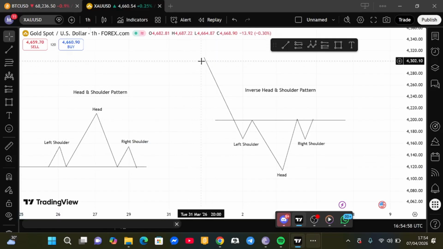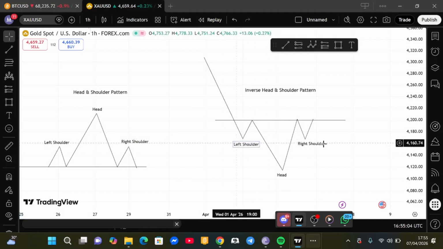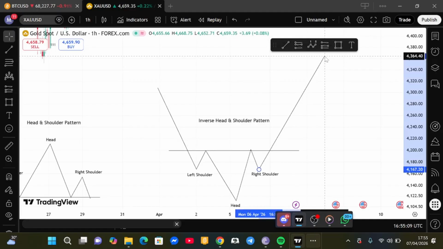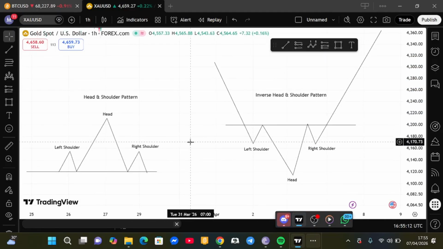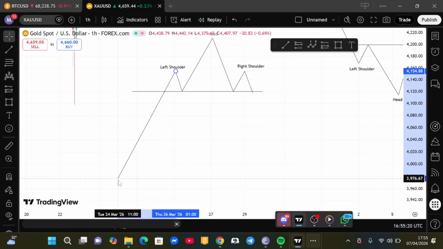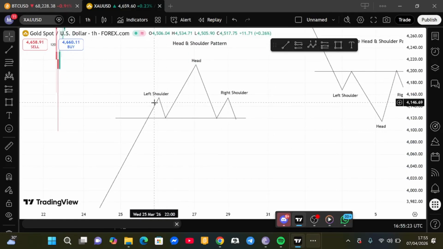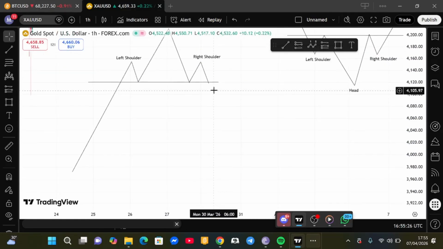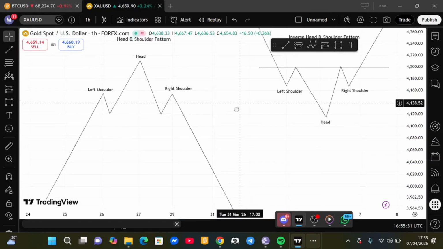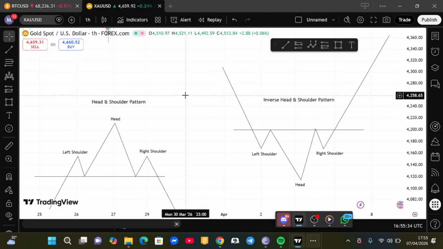Now I said the inverse head and shoulder pattern is a reversal pattern. So the market's on a downward trend, and then it forms this pattern, and then the next thing you see in the market is that there is a push to the upside. The market switches from a bearish trend to a bullish trend, and then in a bullish market it forms the left shoulder, forms the head, forms the right shoulder, and then the trend switches and becomes what? Bearish. So I'm going to show you an example of this on the chart and how I use this entry model.